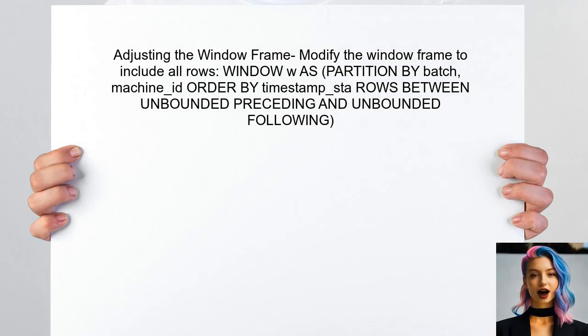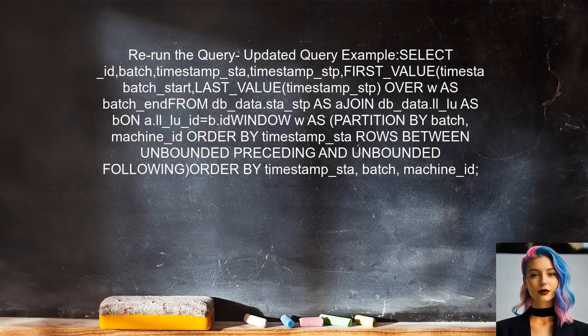Next, the user needs to adjust the window frame specification. By default, the frame is set to the current row and preceding rows. To ensure it captures the last value correctly, the user should modify the frame to include all rows in the partition. After adjusting the window frame, the user should rerun the query. This change will allow the last value function to access the last row of the partition, ensuring that the batch end column reflects the correct value.